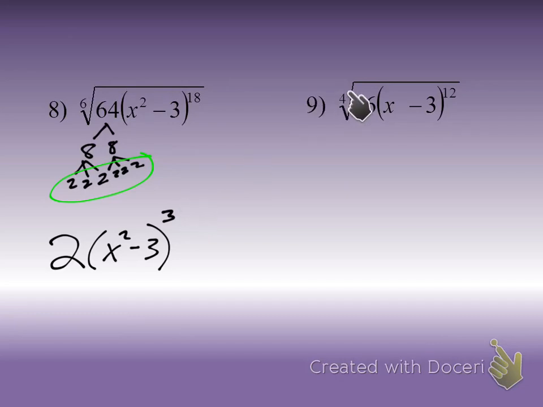Number 9, 4th root of 16 is what? It's 2. Parentheses, x minus 3. This exponent becomes 3.